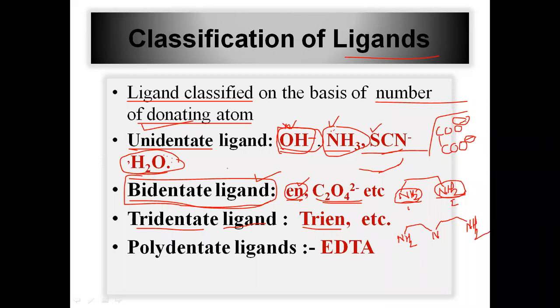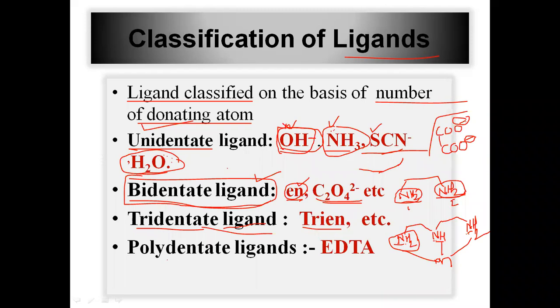And now you can see here there are three amine groups. So nitrogen is there, and every nitrogen has a lone pair of electrons, and that electron is donated to the central metal ion, and it forms a bond with the metal like this. This type of bonding is formed by this tridentate ligand, and it has to be the tridentate ligand because it has three donating atoms in the molecule.